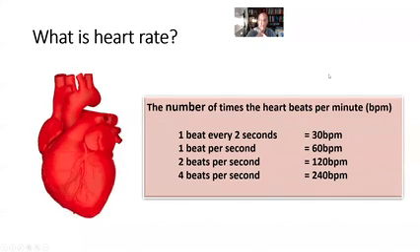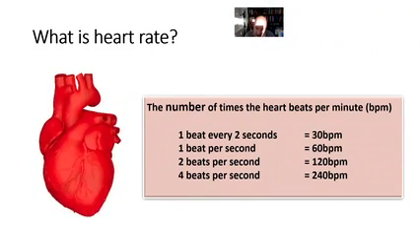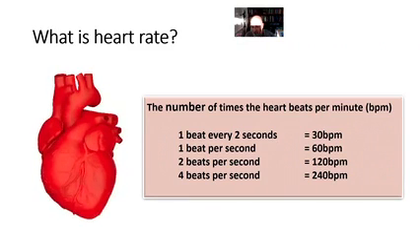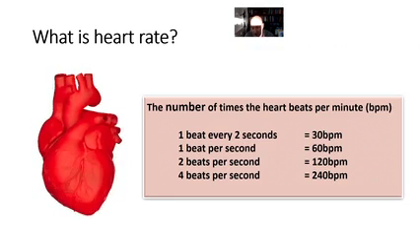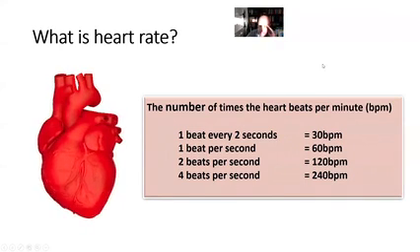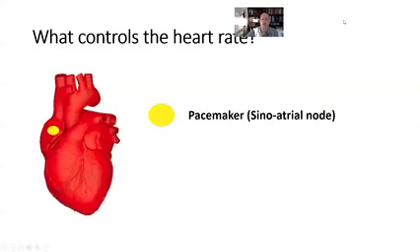So what is heart rate? Well, I'm sure for many of you it's fairly obvious. It's the number of times the heart beats per minute. So if we've got one beat every 2 seconds, that's 30 beats per minute. One beat per minute, you'd be dead. 1 beat per second is 60 beats per minute, etc., etc. So that's what we mean when we're talking about heart rate.